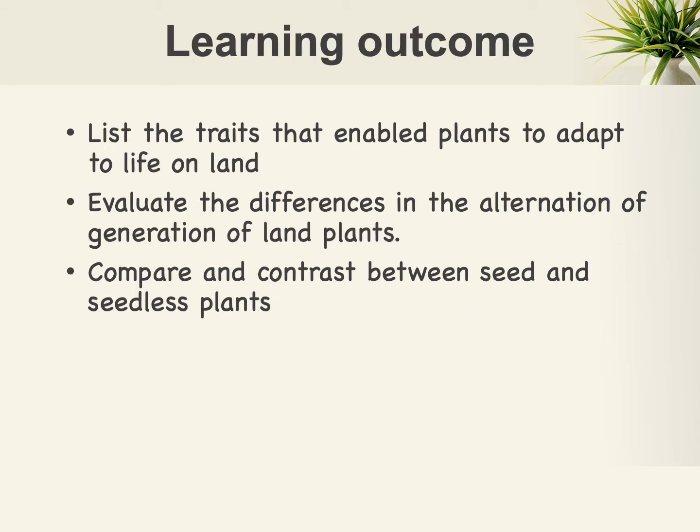The learning outcomes for this topic, we have 3 here. By the end of this lecture, you should be able to list the traits that enable the plants to adapt to life on land. The next one is to evaluate the differences in the alternation of generation of land plants. And the last one, you should be able to compare and contrast between seed and seedless plants.